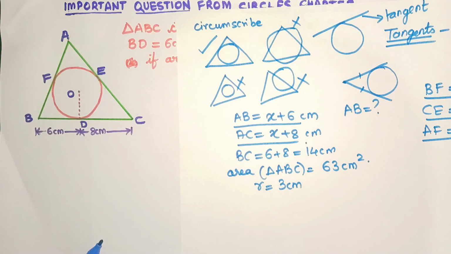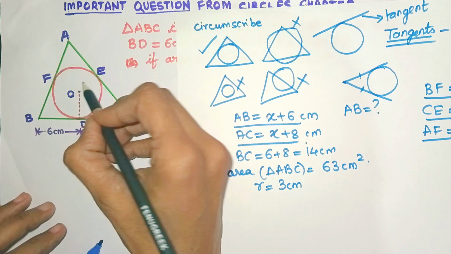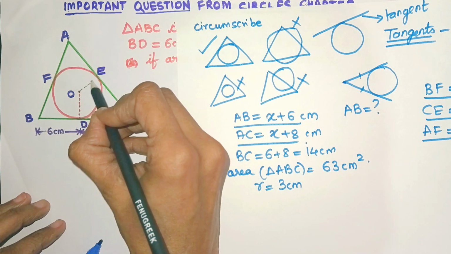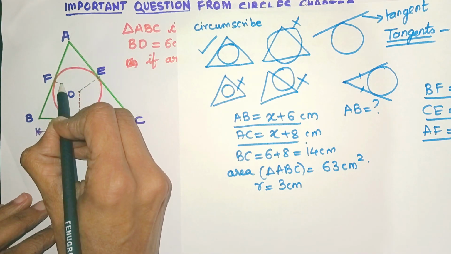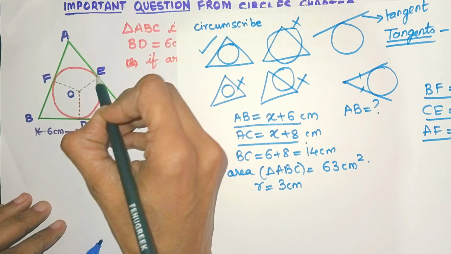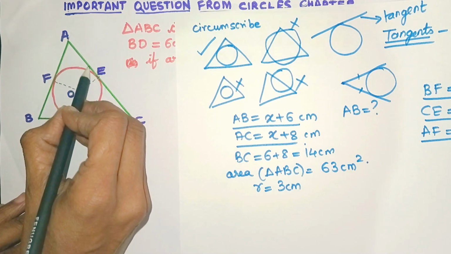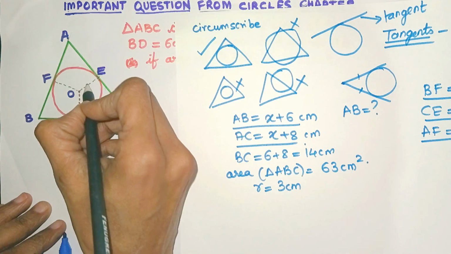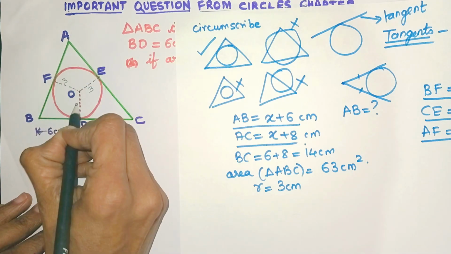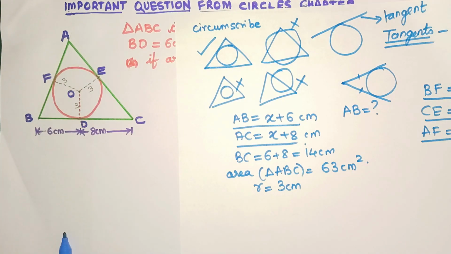But we are interested in only 3 radii, friends. Look at this, the way we are drawing it. We are looking at the three radii which are touching these points. See, that is the point where the tangent touches the circle. So this will be 3 centimeters over here. I hope you got this.